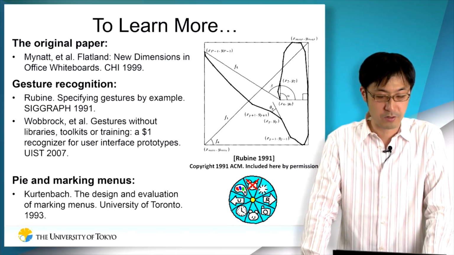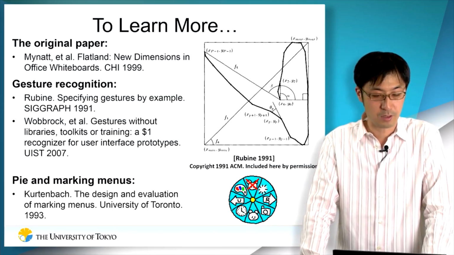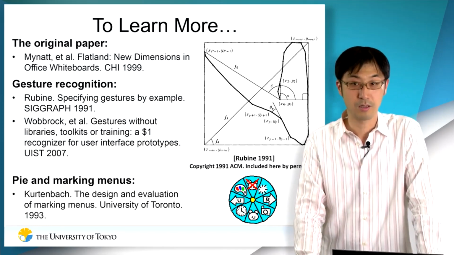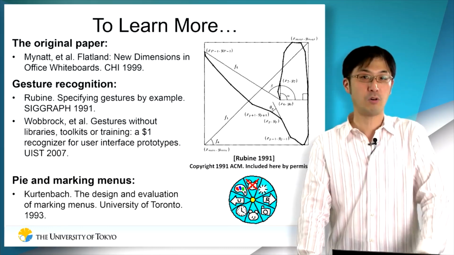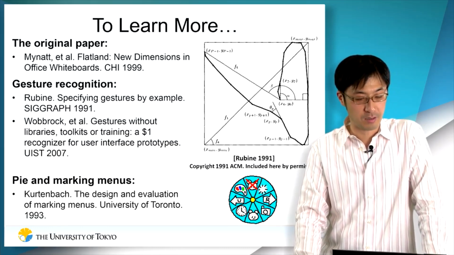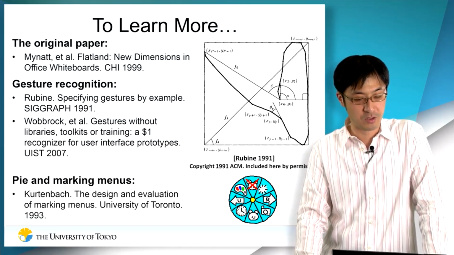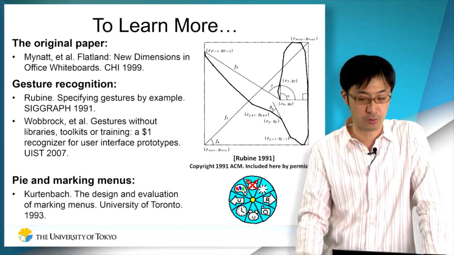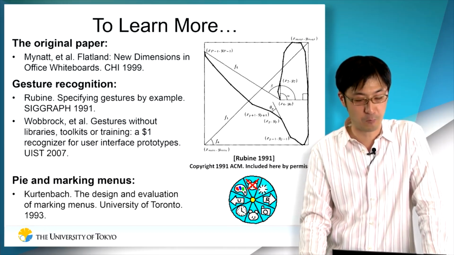And here's a further reading. The original work was published as Flatland, New Dimensions in Office Whiteboards. And if you want to learn more about gesture recognition, there are a couple of pointers here. Rubine's Specifying Gestures by Example is a very original work on example-based gesture recognition, which was published in 1991.